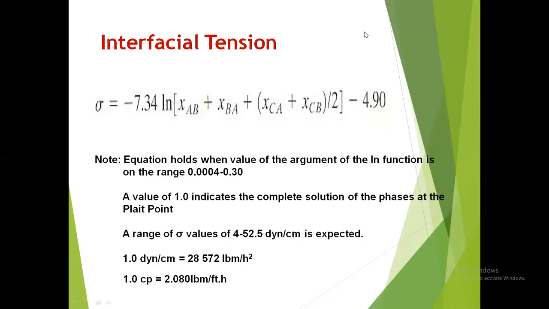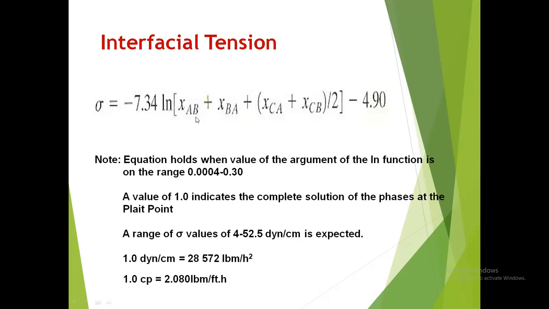The formula that you will use in determining interfacial tension is empirical in nature, and it will only have acceptable values if the argument of the Ln here, you could see that you have x sub AB plus x sub BA plus x sub CA plus x sub CB divided by 2, meaning these two are averaged first and added to the sum of x sub AB and x sub BA.